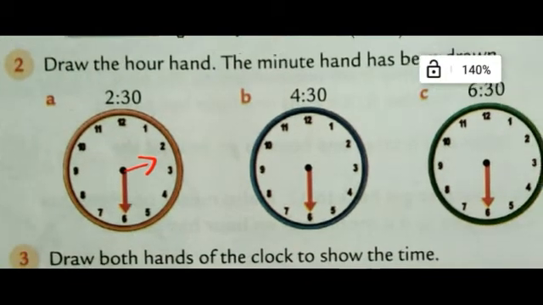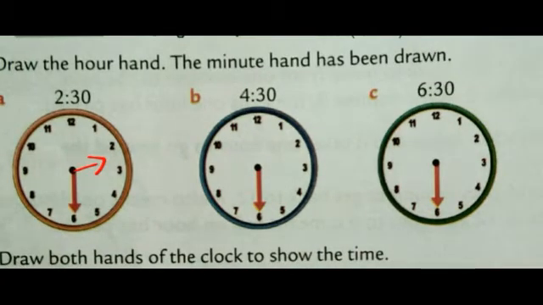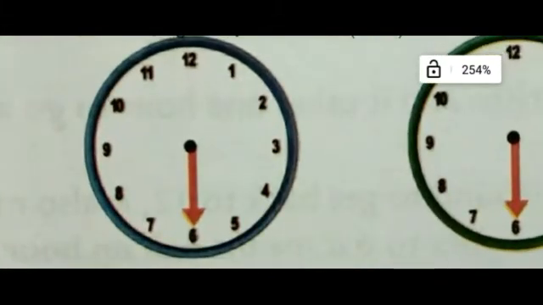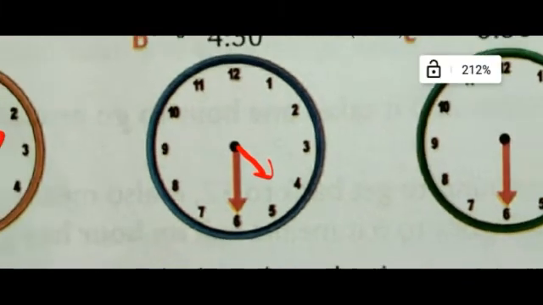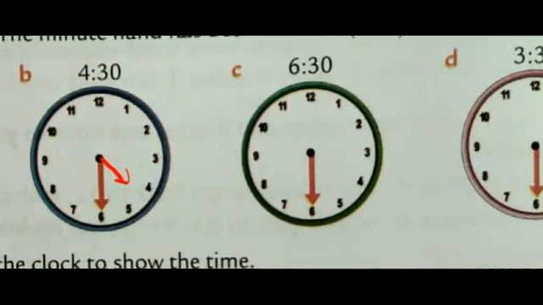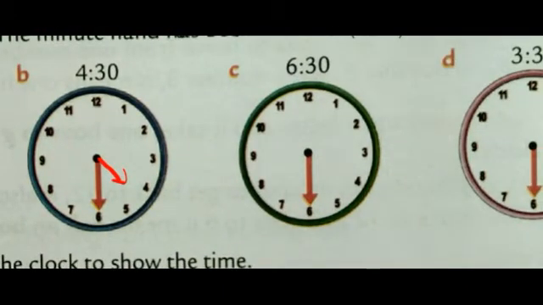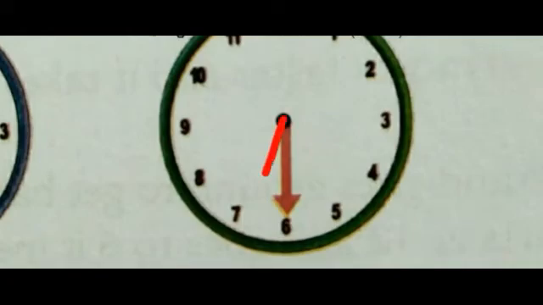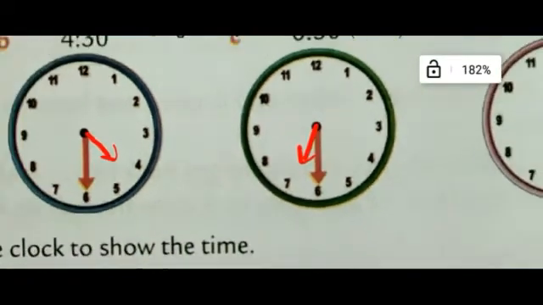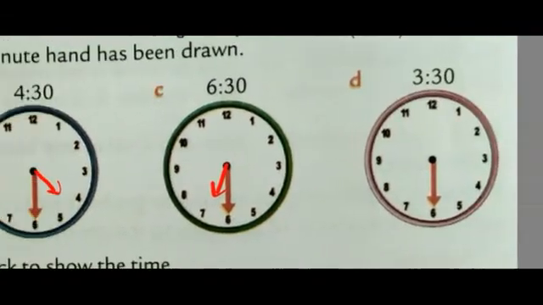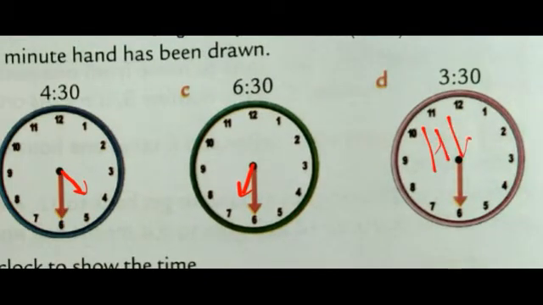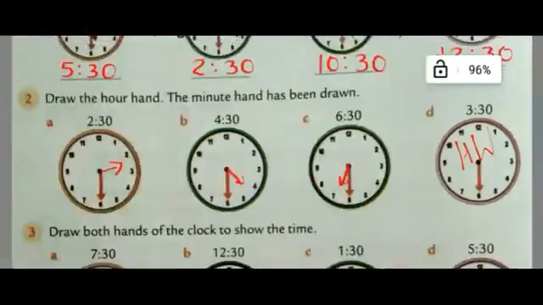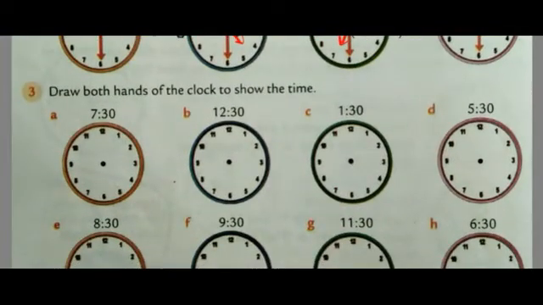Okay, next is time is 4:30 we have to show. So the hour hand will be between 4 and 5, like this. Now see the third one, 6:30. So here the hour hand will be between 6 and 7. It is 6:30, like this. Now this last one, I would like you all to try it yourself. Now come to the next question, third.